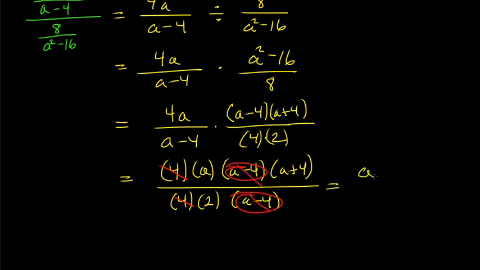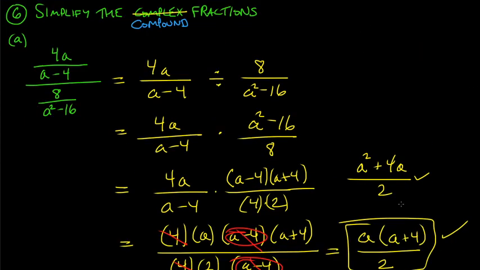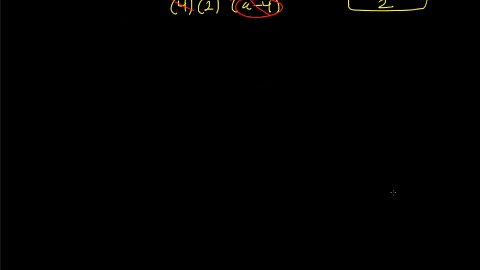So the numerator is a times a plus 4. The denominator is just 2. And we're done. I mean, if you want to multiply out the numerator, that's okay, but it's not necessary. I would accept either. Okay, so that's 6a. Let's go on to 6b.